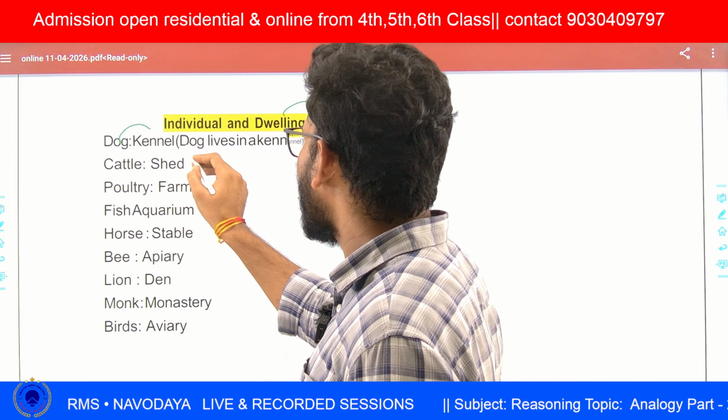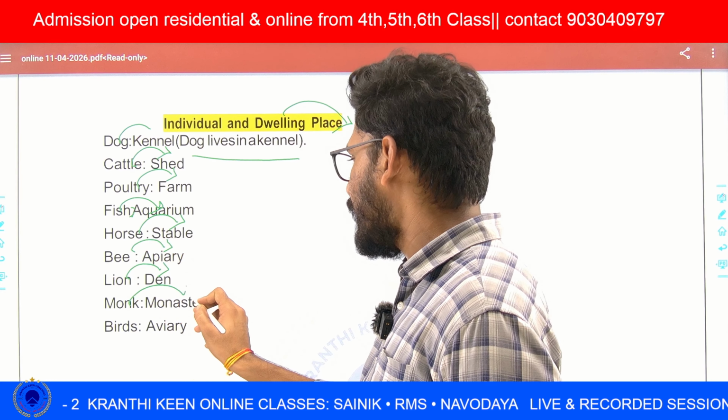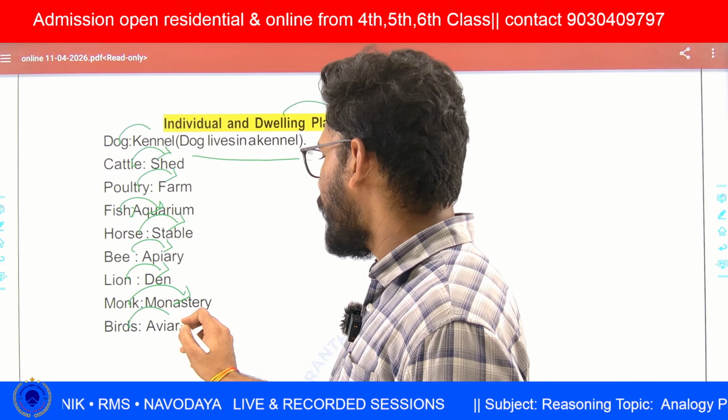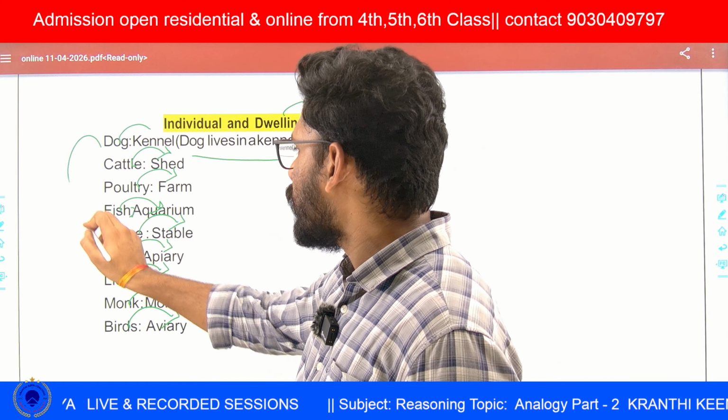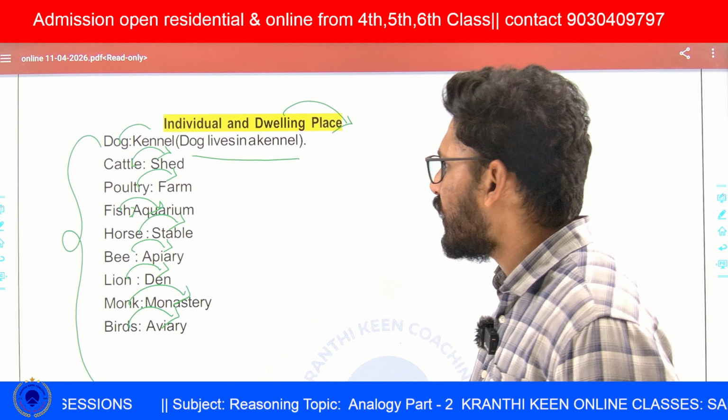Yes. Bee, apiary. Lion lives in den. Monk, monastery. Yes, they stay in monastery. Birds, aviary. So by this you know the individual and dwelling places. So there might be a relation. He might ask you like this.